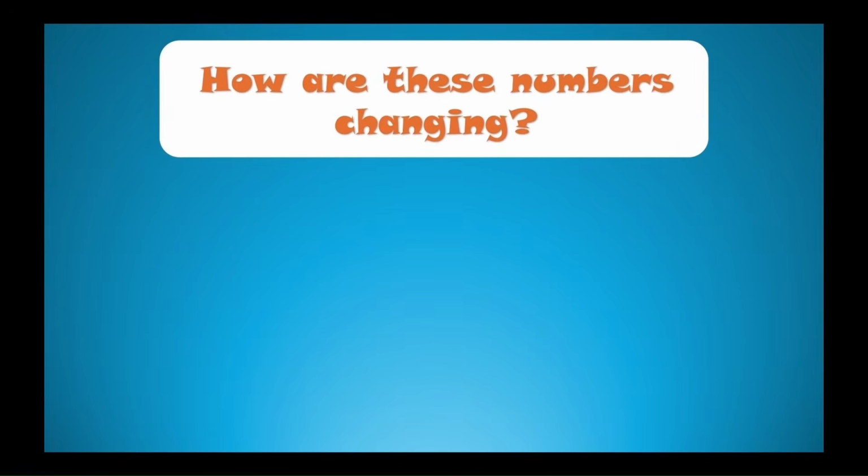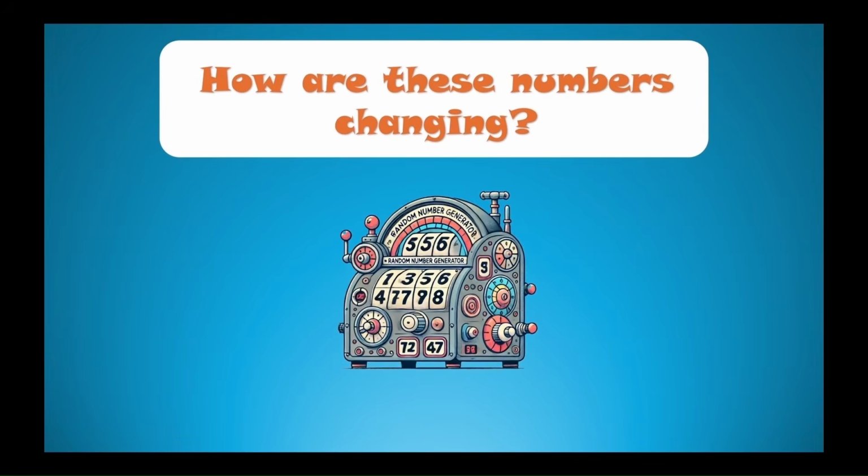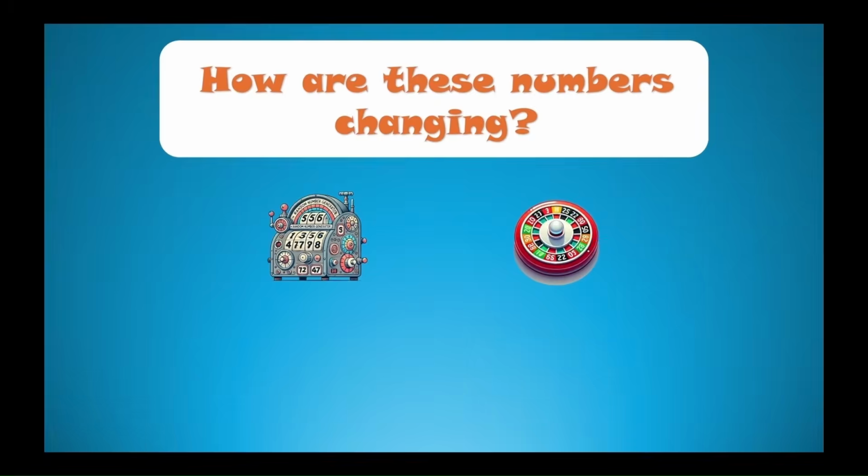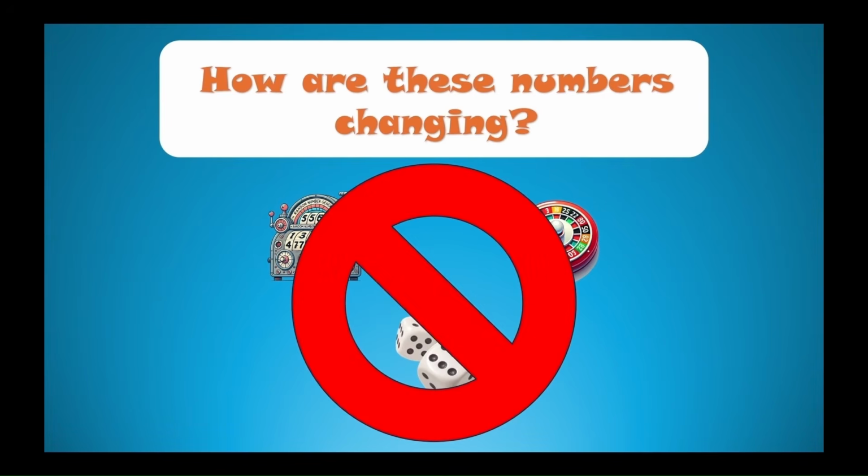How are the prices of stocks moving up and down? Is there a machine on the stock exchange that randomly moves the numbers? Well, not quite. Some people might think that these numbers are randomly generated, but they're not being moved by a number machine on the stock exchange, roulette wheel, or a roll of the dice. Sometimes it looks that way, but that's the wrong way to think about it.